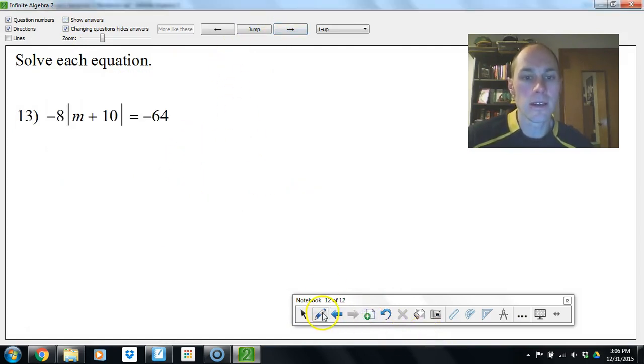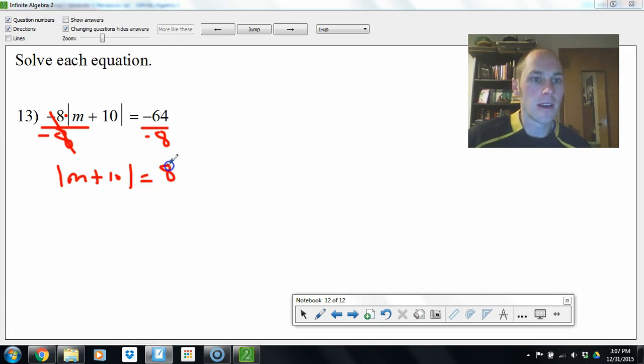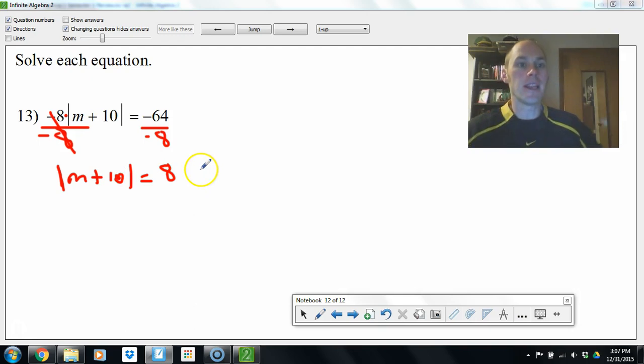Okay, now we can't distribute inside the absolute value brackets. So we need to get absolute value all alone first. So what I need to do is eliminate this negative 10 that's being multiplied by the absolute value of m plus 10. So I'm going to divide both sides by negative 10 first of all, which is good because this will give us absolute value of m plus 10 equals a positive 8. Now keep in mind, if this were absolute value equals a negative 8, we would have no solution because absolute value cannot be negative.